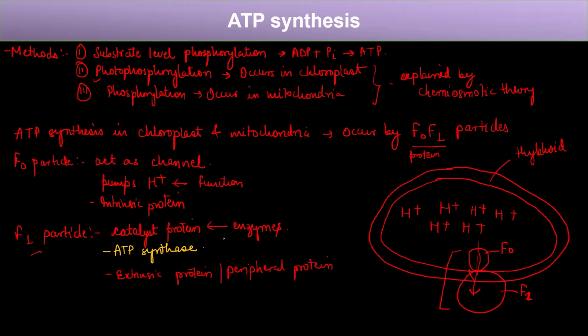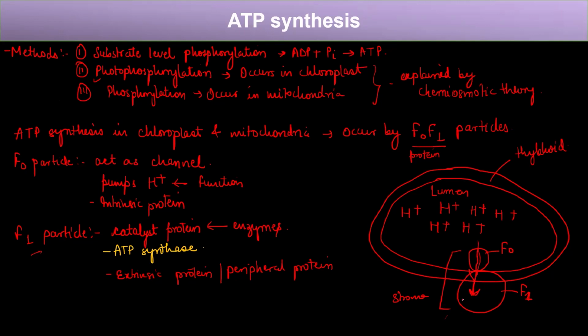Now, how does ATP synthesis happen? It's simple. You have a proton gradient created. This is your thylakoid, this is your lumen side, and here is your stroma. Now, what happens? This F0 starts pumping, or transporting, the hydrogen ions from the lumen to the stroma side.